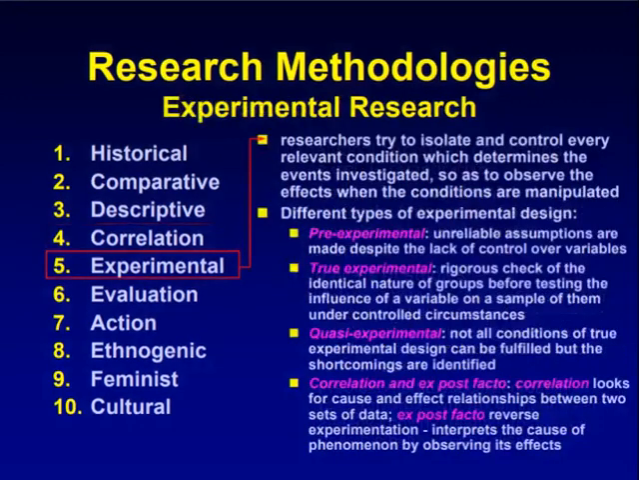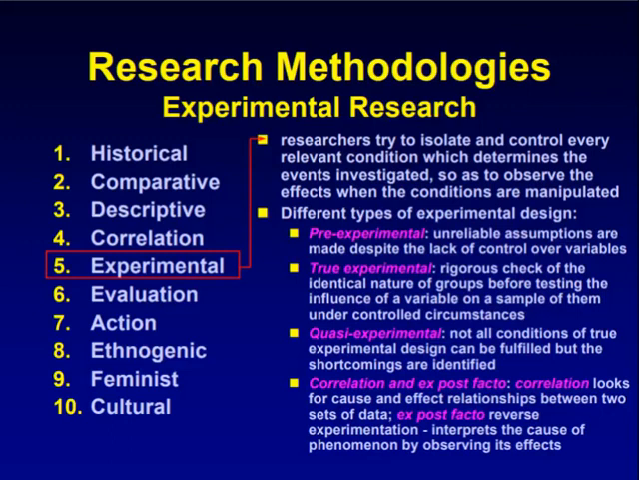In experimental research methodology, researchers try to isolate and control every relevant condition which determines the events investigated, so as to observe the effects when the conditions are manipulated. Different types of experimental design. Pre-experimental. Unreliable assumptions are made despite the lack of control over variables. True experimental. Rigorous check of the identical nature of groups before testing the influence of a variable on a sample of them under controlled circumstances.